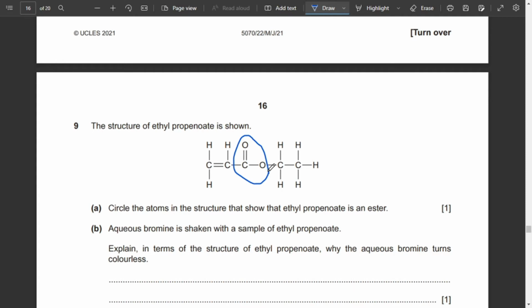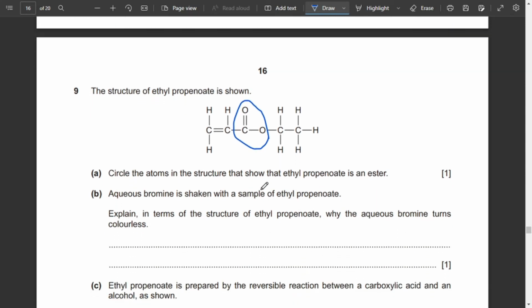Moving on to part B. Aqueous bromine is shaken with a sample of ethyl propanoate. Explain in terms of structure of ethyl propanoate why aqueous bromine turns colorless. Aqueous bromine turns colorless because its main reason is that it reacts with carbon-carbon double bond, and that is why it turns colorless.